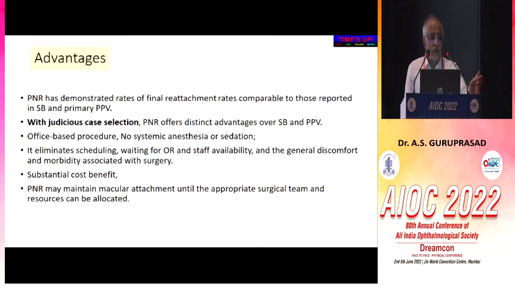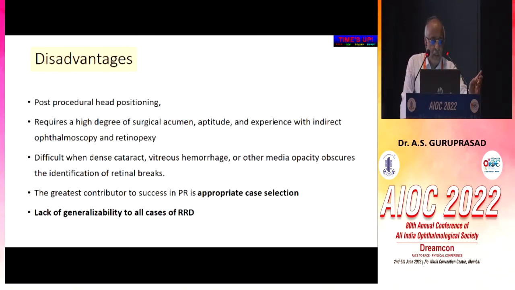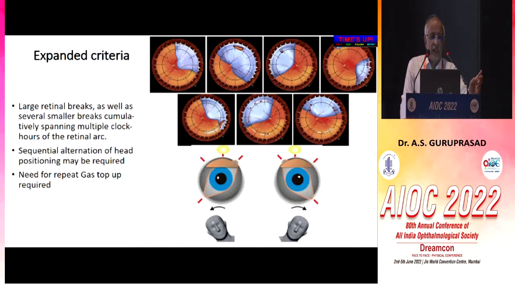So the advantages, I'm not going into the details. We already know that it's a very elegant office-based procedure with judicious case selection. It offers distinct advantages over scleral buckling and vitrectomy. The disadvantages are that there is a lack of generalizability to all cases of RRD. The expanded criteria, so large retinal breaks as well as several smaller retinal breaks cumulatively spanning multiple clock hours of the retinal arc, have been tried in the recent past. Sequential alternation of head positioning may be required, and there is a need to repeat gas top-up in these cases.